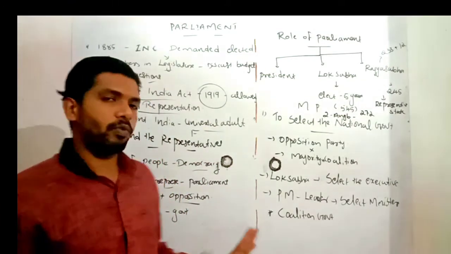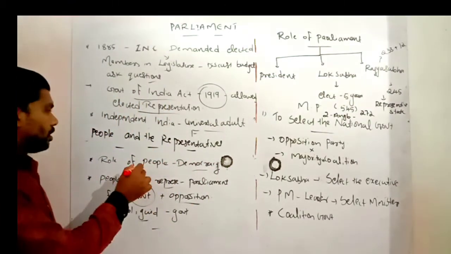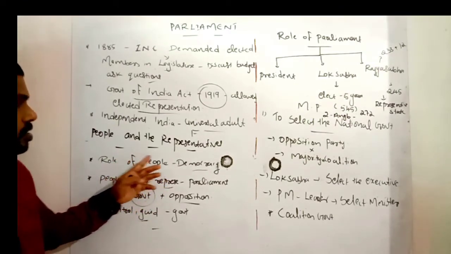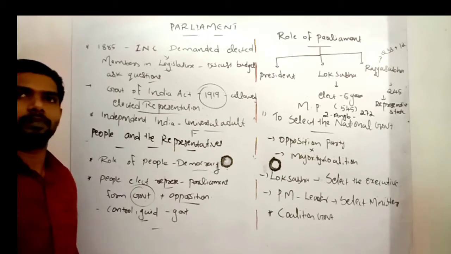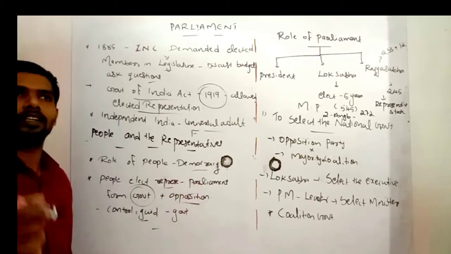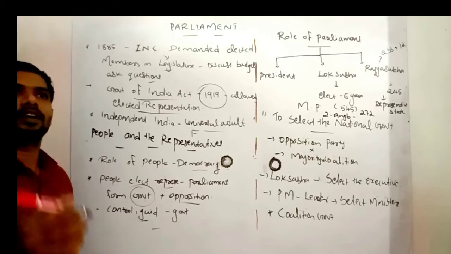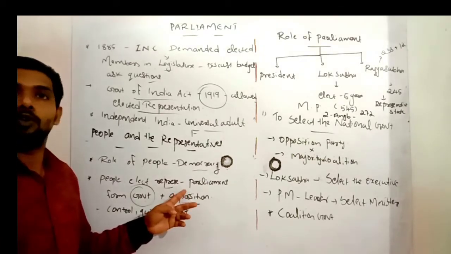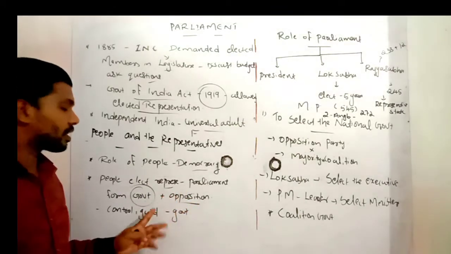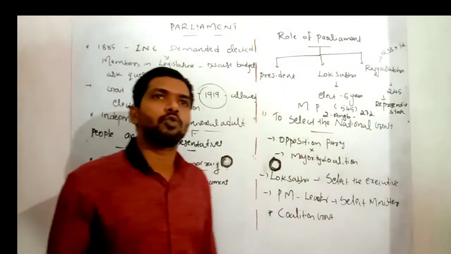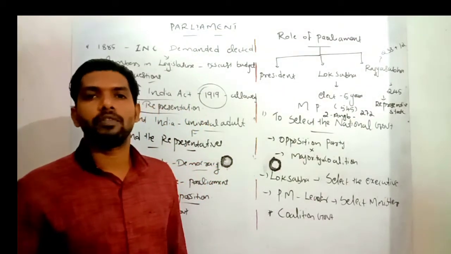That's about this area once again. People and the representatives. The people's role is most important in democracy. Their active participation, their interference, everyone is important. They elect their representatives. The representatives rule for the people. They form the government, and they form the opposition party. Together they control and guide the government. So people believe that through their representatives, Indian democracy is living.